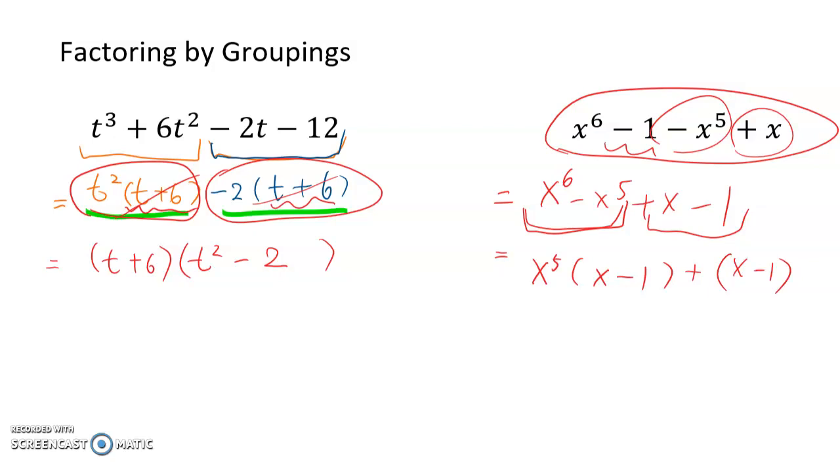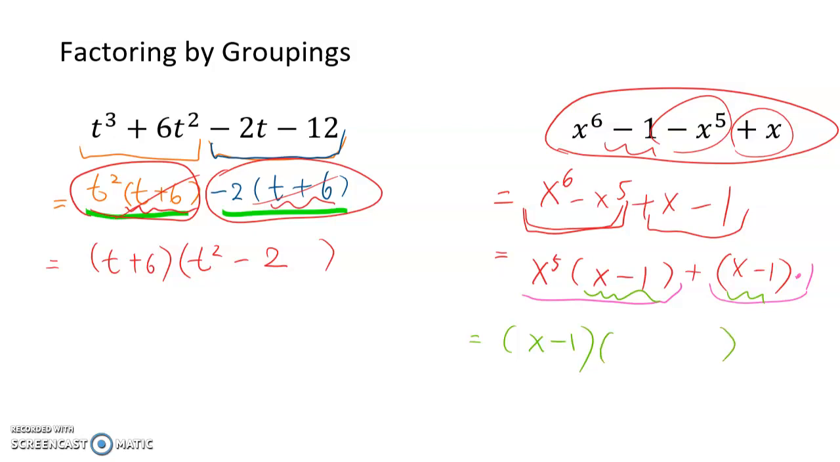Now we can see there are 2 big terms. The first term is x to the 5th times x minus 1. The second big term is x minus 1, which we can see as x minus 1 times 1, or 1 times x minus 1. These 2 big groups have a common factor, which is x minus 1. So I'm going to factor out their common factor, x minus 1.